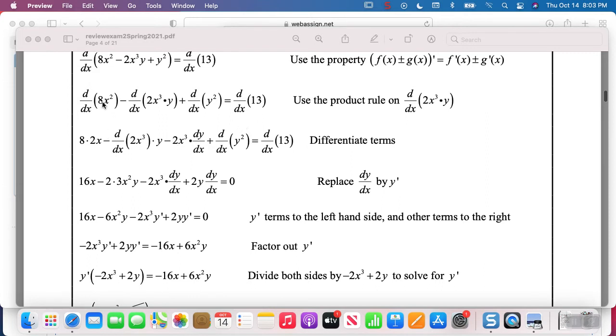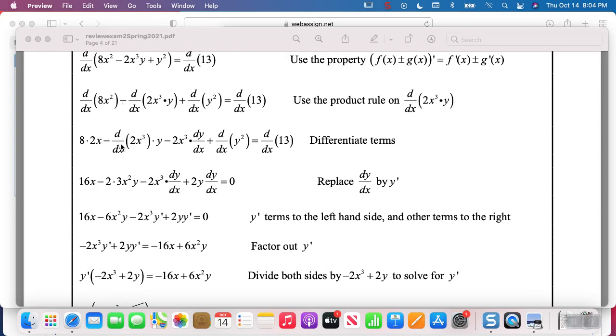For the first term, 8 is a constant, and since this is x squared, its derivative with respect to x is just 2x. For the second term, we have two different factors, 2x cubed and y. We can think of this as a product of two functions, so when we take the derivative of that, we use the product rule. The product rule says to take the derivative of the first times the second function, plus the first function times the derivative of the second function.